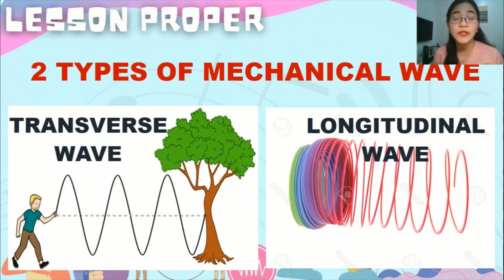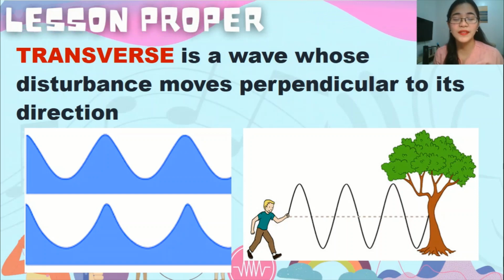What are the two types of mechanical wave? We have the transverse wave, as you look at the picture, and the longitudinal wave. What is a transverse wave? It is a wave whose disturbance moves perpendicular to its direction. So as you can see, the wave that you can see in the ocean is what we call transverse wave. Can you observe the motion of the wave?